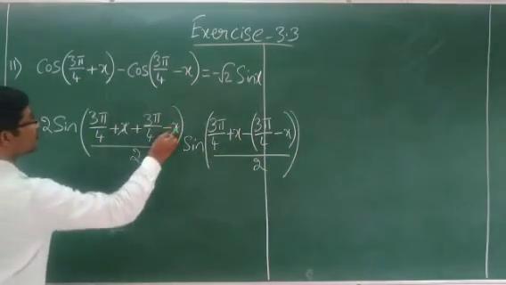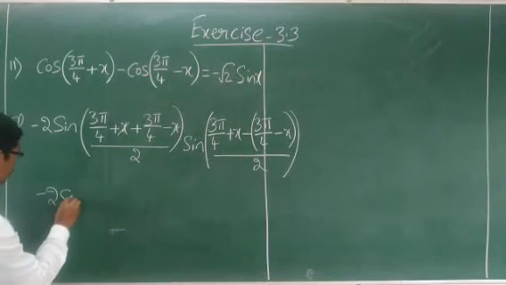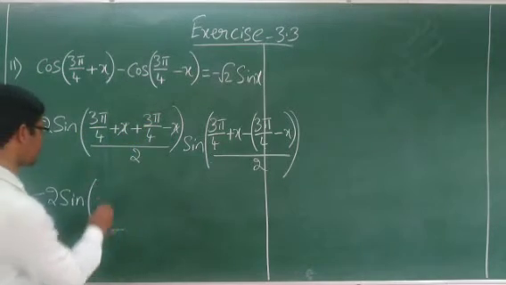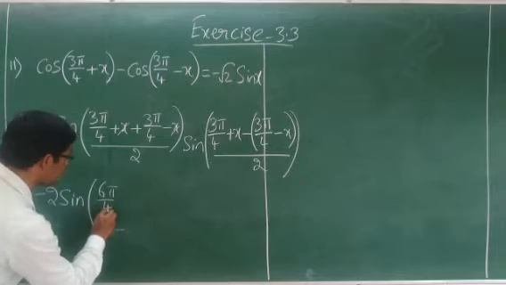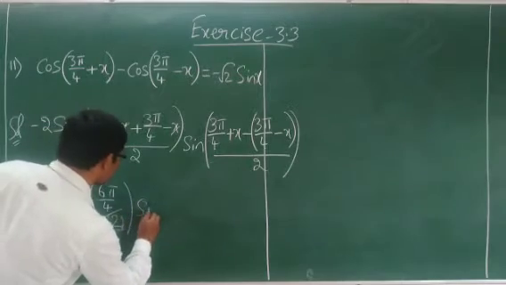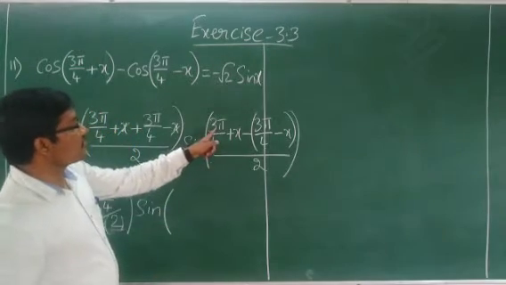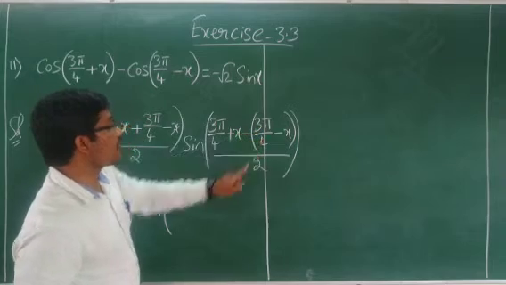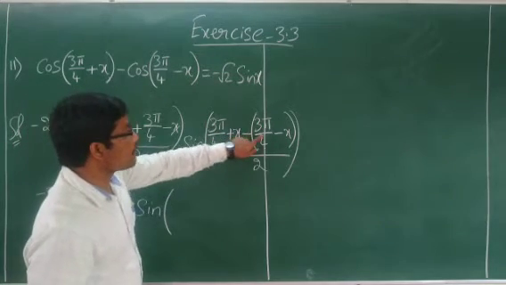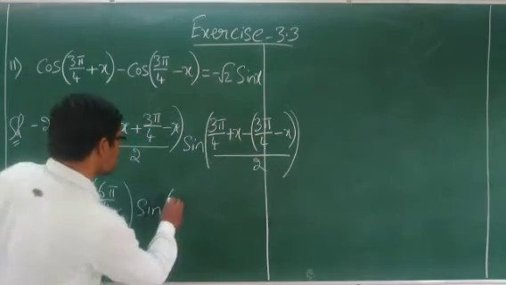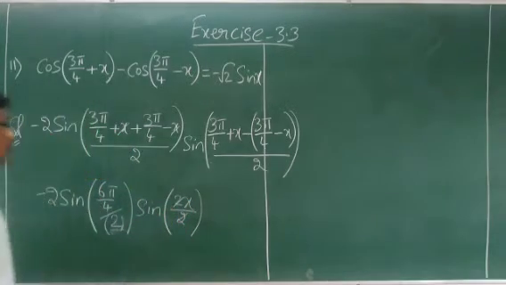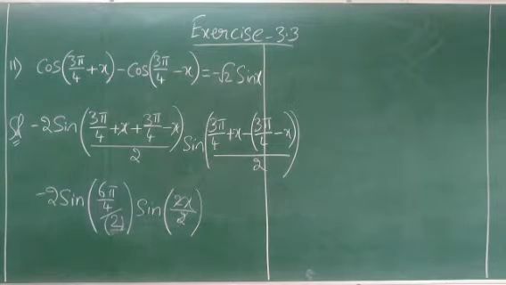Now here you can observe, minus 2 sin of 3 pi by 4 plus 3 pi by 4, we get 6 pi by 4, by 2. This denominator 2 will be there, into sin. Here, 3 pi by 4 minus 3 pi by 4 will be cancelled. This is plus x plus x, so that becomes 2x by 2. So we can cancel 2, we get only sin x.